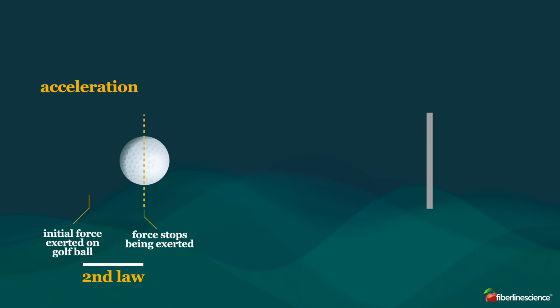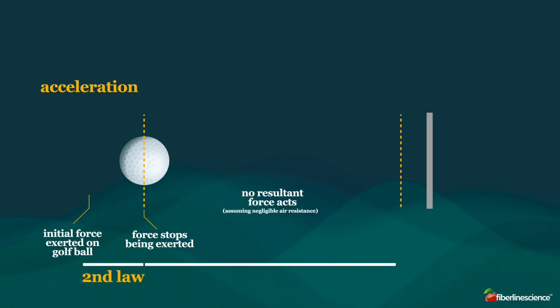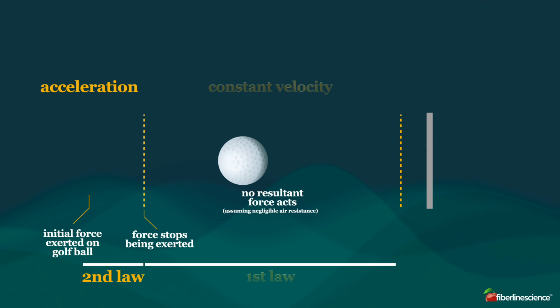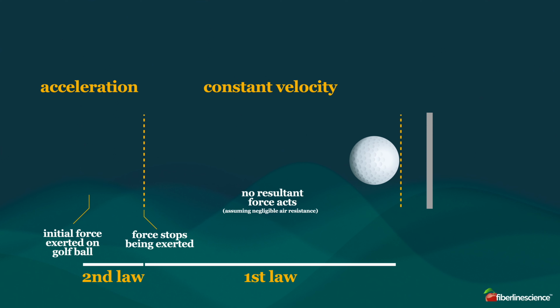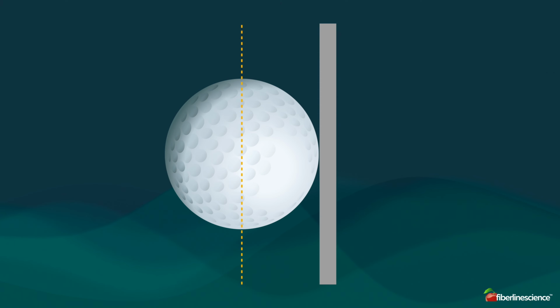The second part of motion consists of a period where there is no resultant force acting on the golf ball. This means that the first law can be applied here, and since the golf ball was already moving, it will keep on moving at constant velocity. Which brings us to the last bit of movement, where the golf ball starts hitting the metal sheet. And this is a tricky one.